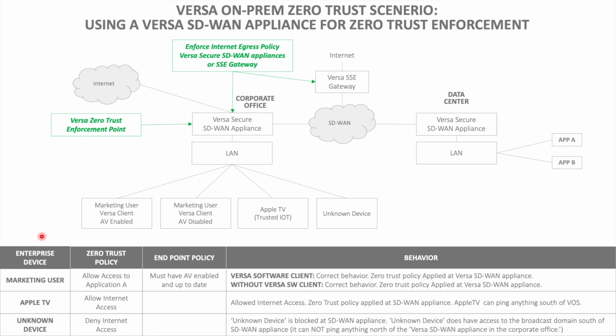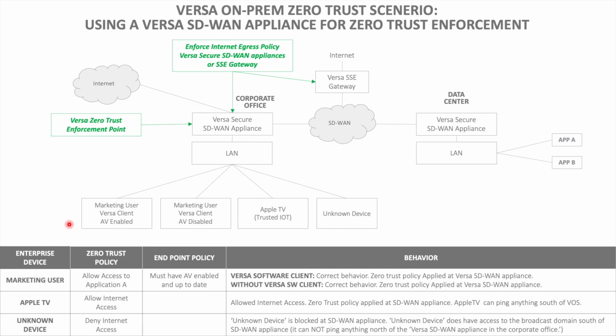And we have a simple set of policies, one for a marketing user that allows them to access application A. And they have an endpoint policy that they must have antivirus enabled and up to date. We then have a policy for Apple TVs that allows them to access the internet to get software updates. And we then have for unknown devices, we want to deny any network access beyond the Zero Trust enforcement point.